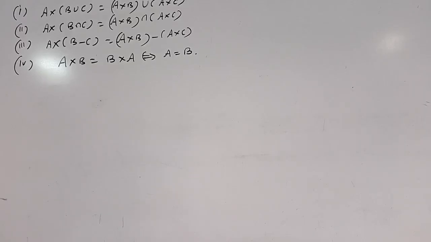So theorem: for any three sets A, B and C, prove that A cross (B union C) is equal to (A cross B) union (A cross C). Okay. Number 2, A cross (B intersection C) is equal to (A cross B) intersection (A cross C).